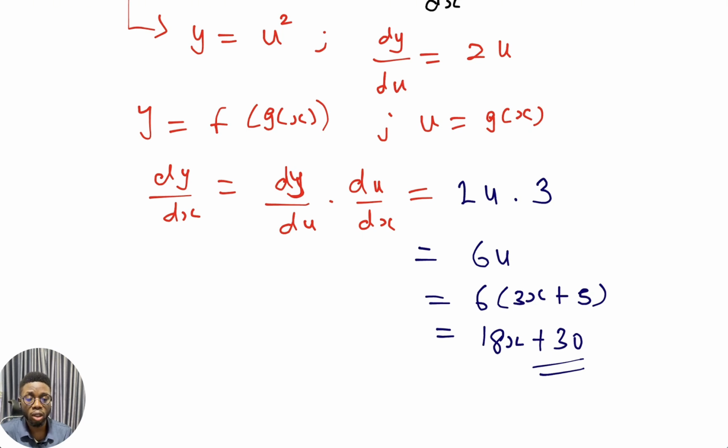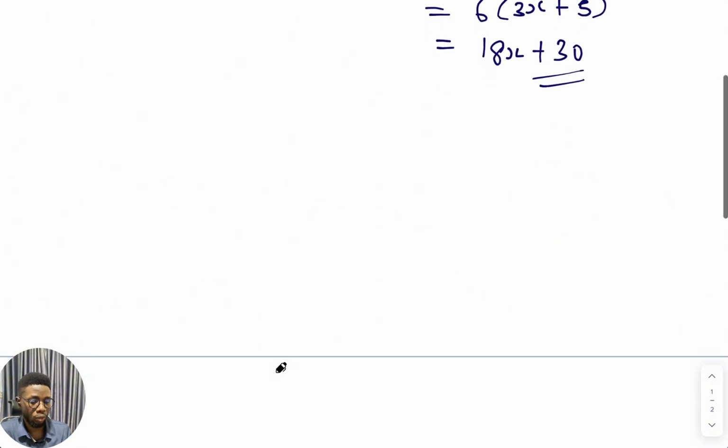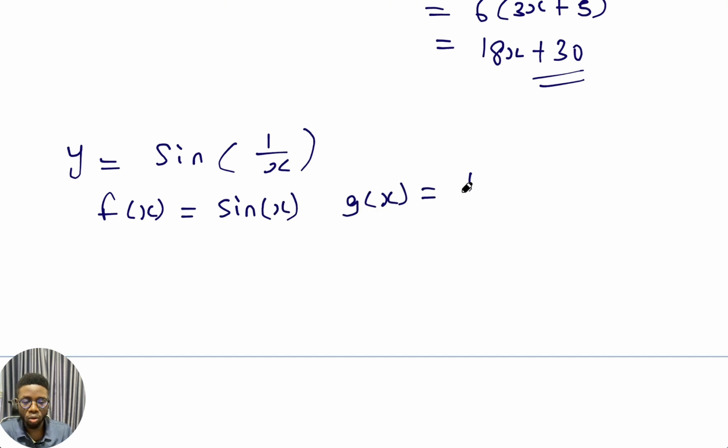Now, let's do one more example that involves a trigonometry function, and that is a little bit more complex than the one that we just did here. So what if I have the equation, say, y equals sine of 1 divided by x. Now, if I have something of this nature, you would realize that we have two functions. First, we can have f of x as sine of x. And we can see that g of x in this place is going to be equal to 1 over x.